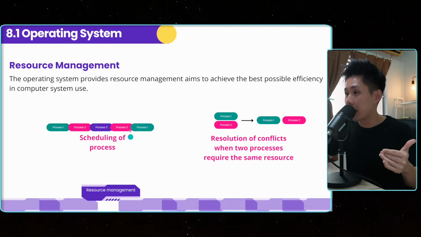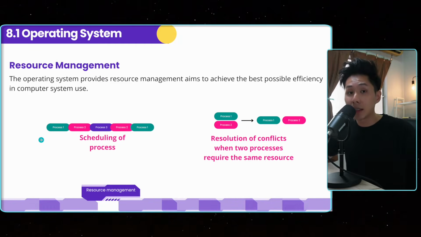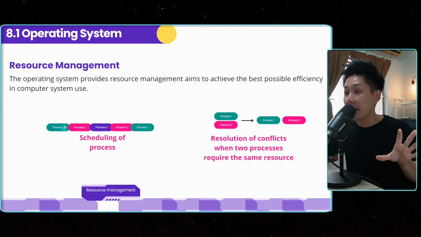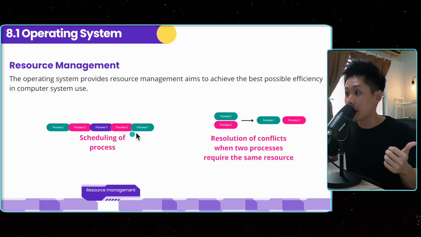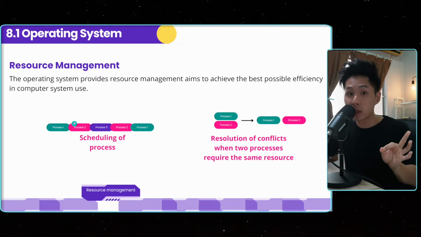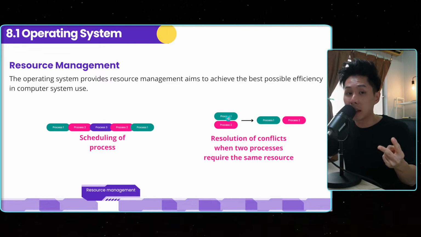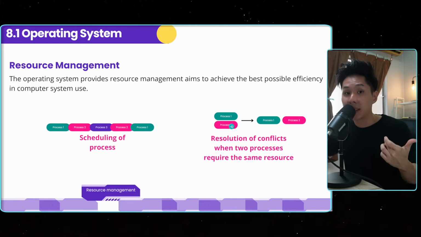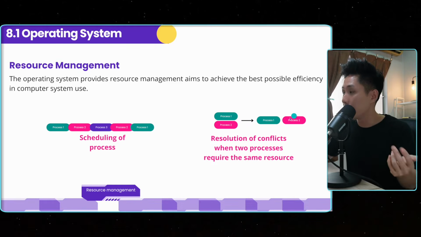So look at this diagram here. There are many processes running, but let's say the computer can only handle one process at a time. This is when the OS comes into play. It allocates a time slot for each process to run, which means that each process will get sufficient time and sufficient resources to run, and it will also resolve conflict if two processes need to be running at the same time. For example here, if process 1 and process 2 need to be running at the same time, the OS will arrange it in a way that process 1 will run first, followed by process 2.